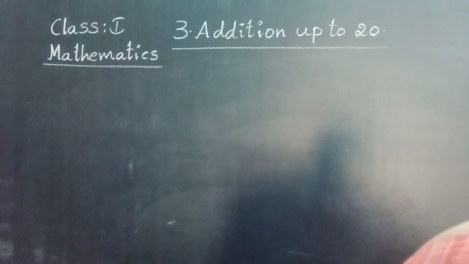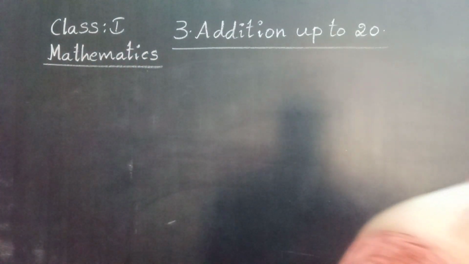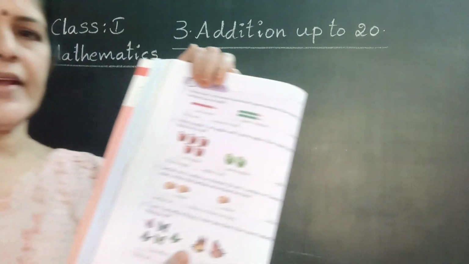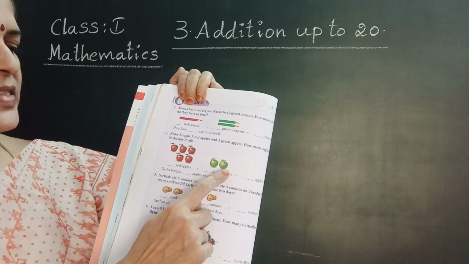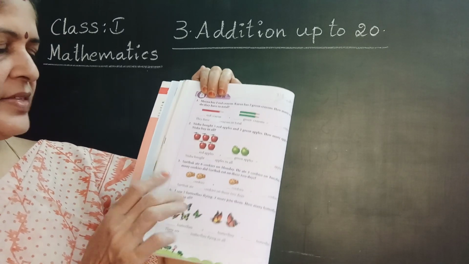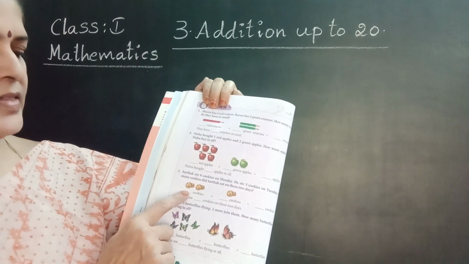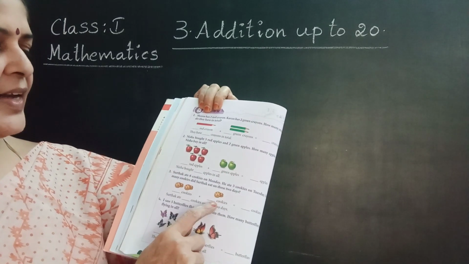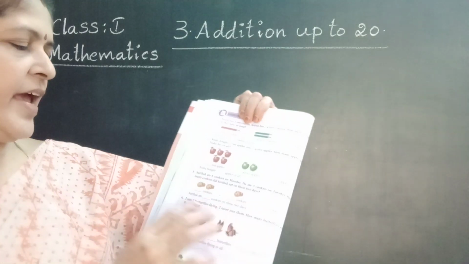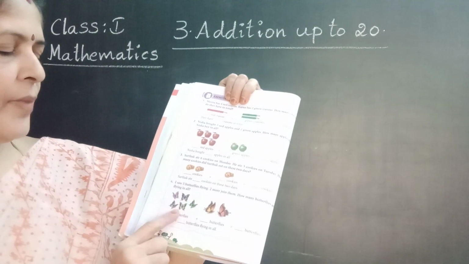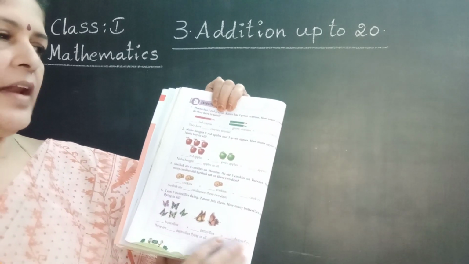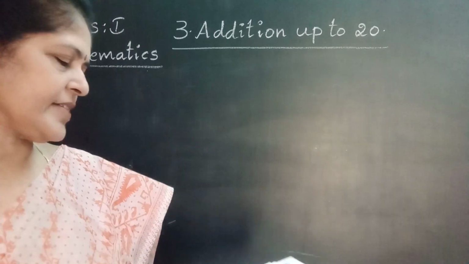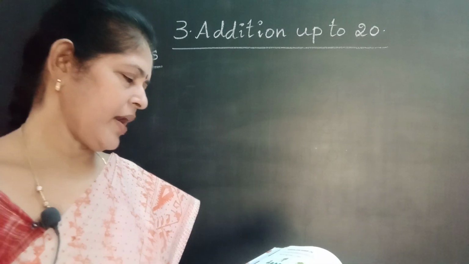Already we wrote it in our textbook. I show you that exercise. See. Red crayons, green crayons, total crayons. Red apples, green apples, total apples. Cookies on Monday, cookies eaten on Tuesday, total cookies. Number of butterflies joined to them, total butterflies. Already we have done this exercise, and addition on the number line.